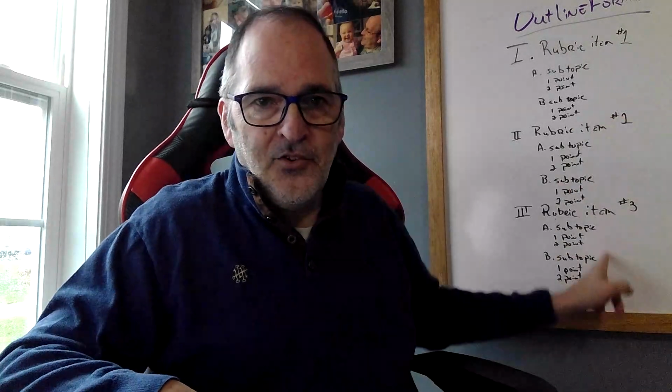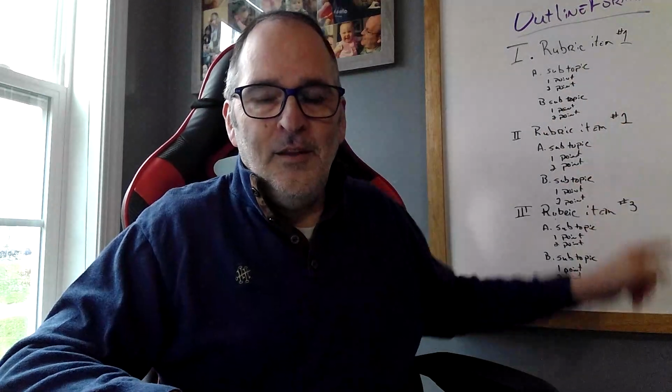Something that looks like this for your week 7 submission with those large Roman numerals, the A, B, and the subpoints. Okay? So, got any questions, hit me up, let me know. Thanks for your time.